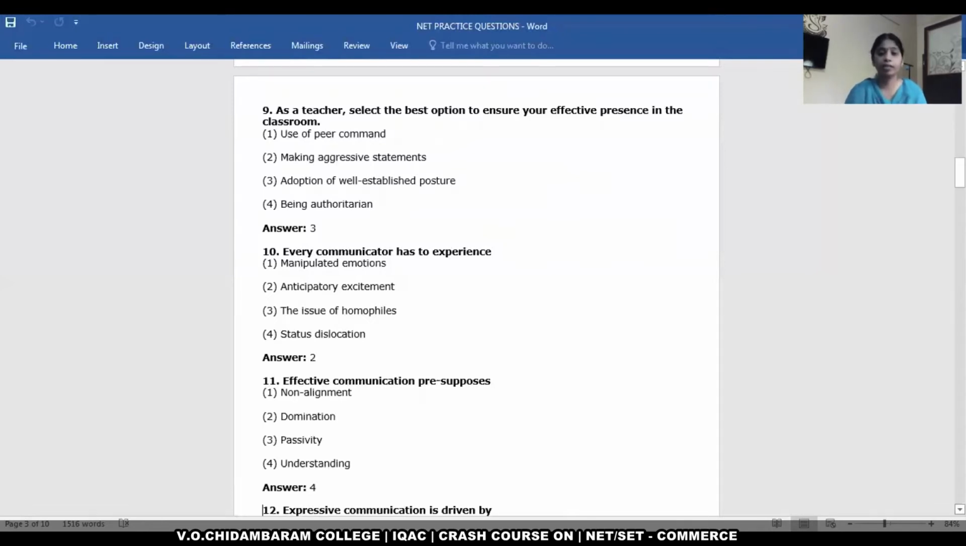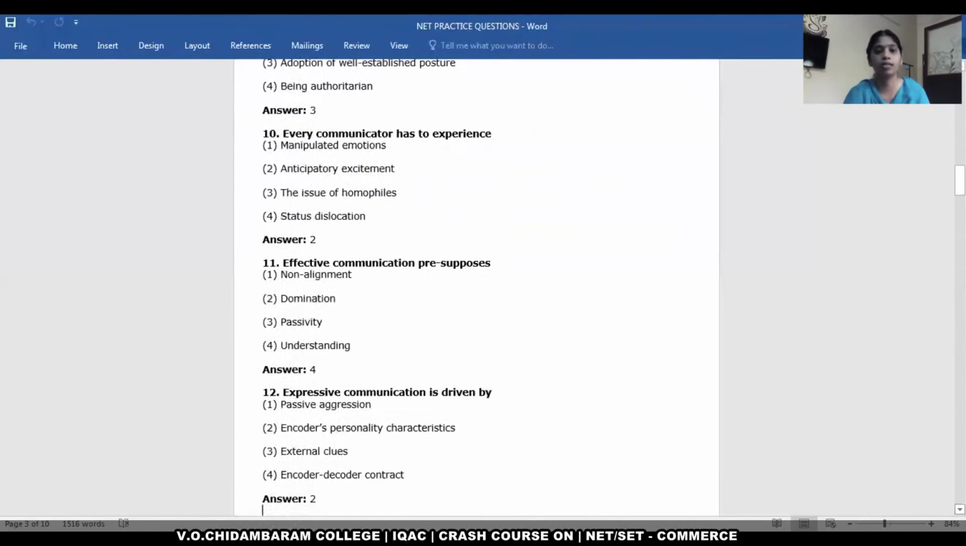Then effective communication presupposes. So effective communication needs what? Non-alignment, not order. Domination, you all know. Passivity, acceptance: whatever you are telling, you just tell, I'll be listening. Is that so? No. Understanding. Of course, the answer is understanding. So good communication presupposes, needs what? Understanding between sender and receiver.